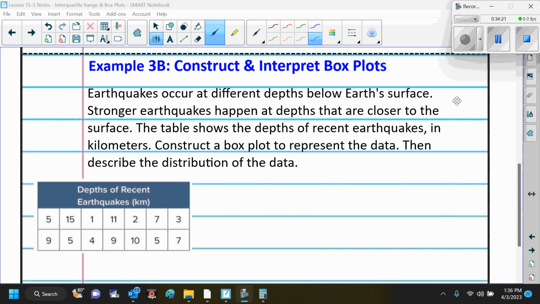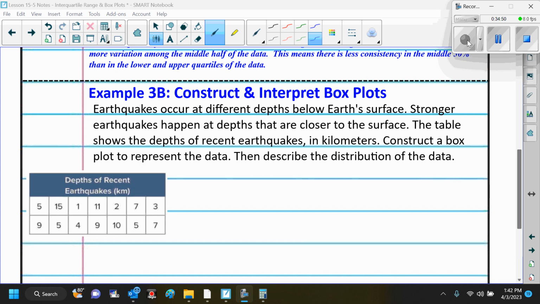All right, now you're going to do one on your own. So you're going to construct and interpret the box plot for here. It says earthquakes occur at different depths below Earth's surface. Stronger earthquakes happen at depths that are closer to the surface. The table shows the depths of recent earthquakes in kilometers. Construct the box plot to represent the data, then describe the distribution of the data.